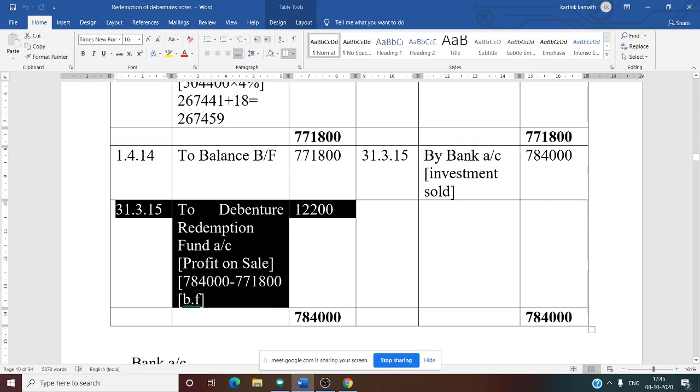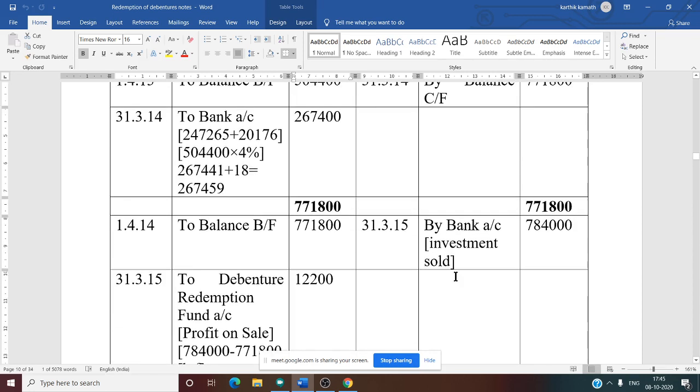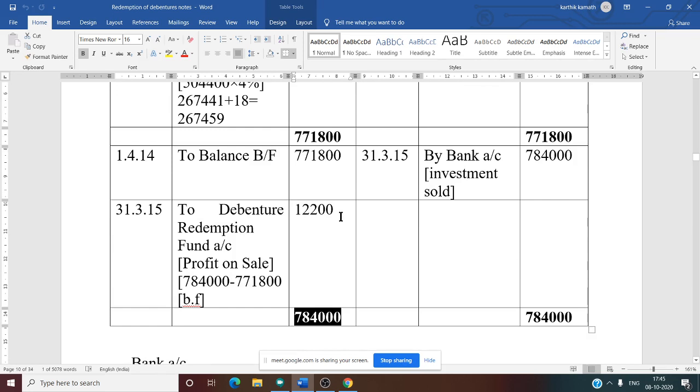7,84,000 minus 7,71,800. Profit will be 12,200. So now the last year balance tallies, 7,84,000, last year DRFI balance tallies. So this is how we are going to prepare DRFI account, Debenture Redemption Fund Investment account. So now we know the profit, isn't it?